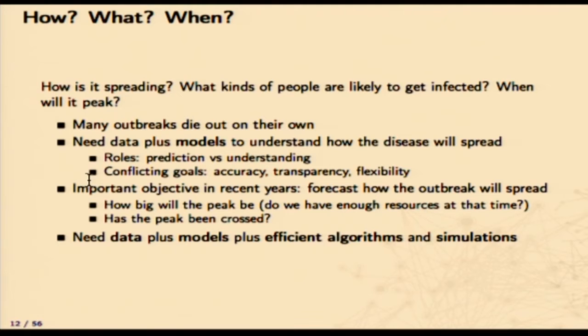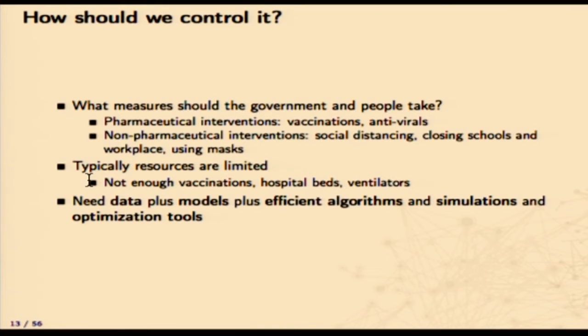Many outbreaks die out on their own. So in order to answer these questions, you need models. So now we need data, and now we need models of how the diseases are going to spread. And this part about when will it peak is related to the question about forecasting. So there's a lot of interest in forecasting the disease characteristics going forward. To summarize, these questions basically require data and then models, and these models are complicated, so they need efficient algorithms and simulations.